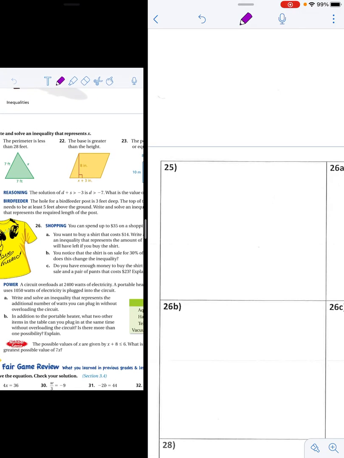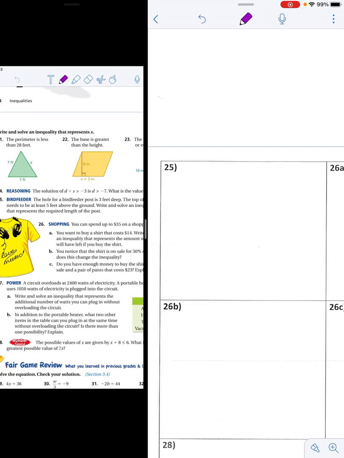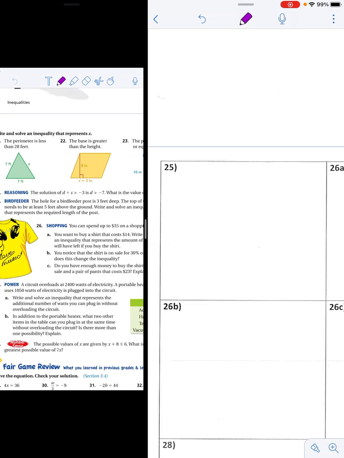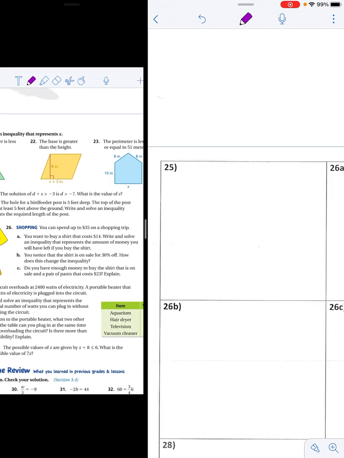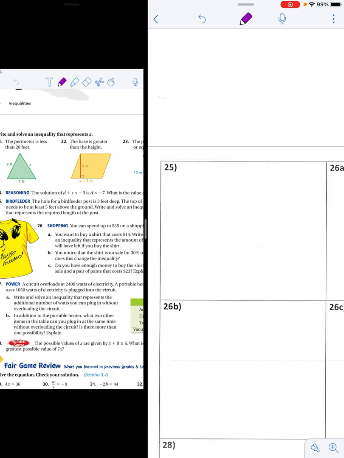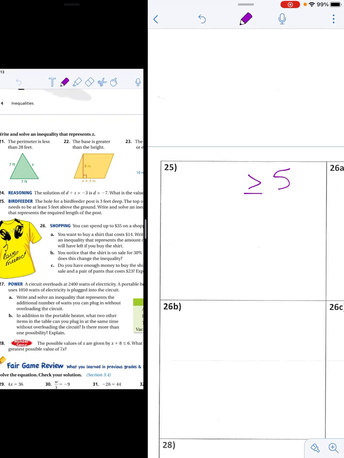Alrighty. Number 25. We have a bird feeder. The hole for a bird feeder post is 3 feet deep. The top of the post needs to be at least 5 feet above the ground. If it has to be at least 5 feet, we need to say greater than or equal to 5 feet above the ground. Write and solve an inequality that represents the required length of the post.